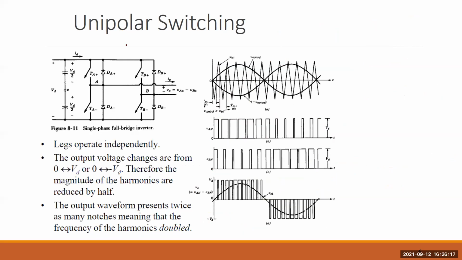Okay, now same circuitry, but say unipolar switching. So basically the switches are operating independently. Here you can see earlier they were operating complementarily, right? I had written either TA plus and TB minus on, or after that TA minus and TB plus is on. It means TA plus and TA minus were operating complementarily, TB plus and TB minus operating complementarily. TB minus is attached with TA plus, TA minus is attached with TB plus. But here there is no attachment like this. They operate independently.